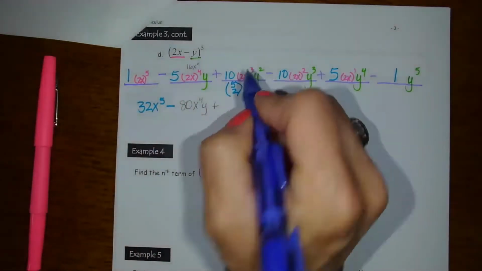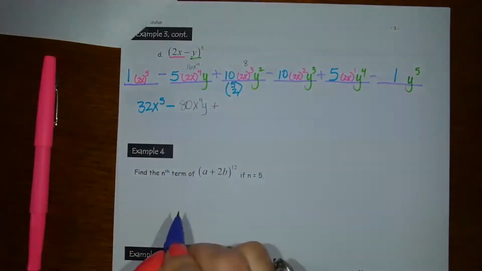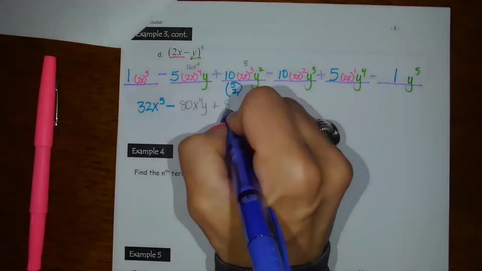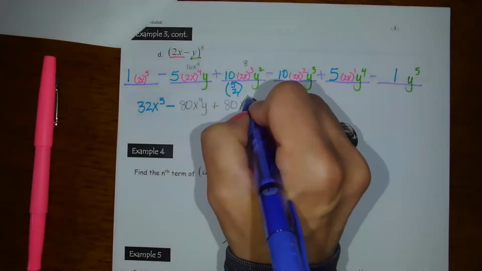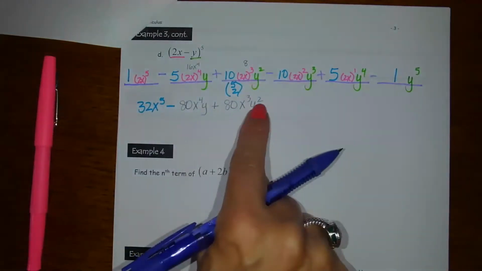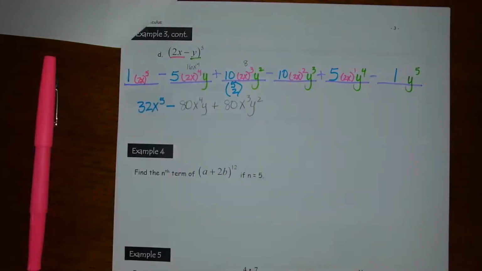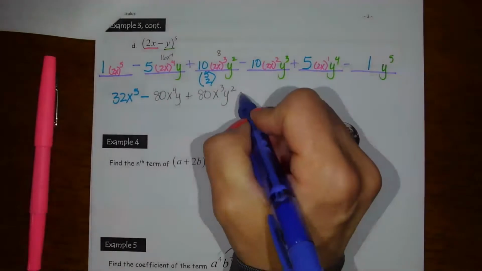Now here, what's 2 cubed? 8. What's 8 times 10? 80. And of course, in the end, your variables are going to count down, and they're still, look, 3 and 2 is 5. 4 and 1 is 5. Your variables are going to behave. You just have to adjust your coefficients.